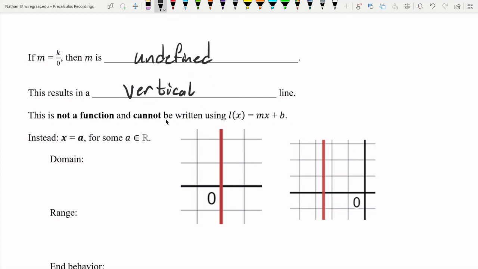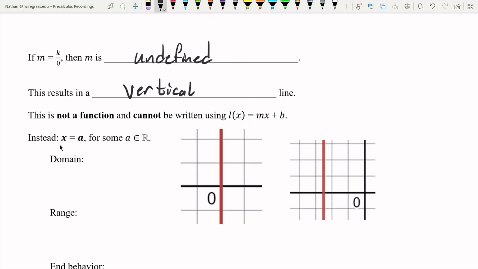Now, vertical lines do not pass the vertical line test because they are themselves a vertical line, right? I can draw a vertical line here, and it crosses this one infinitely many times. So that is not a function. So we cannot use this notation for it. It doesn't work.